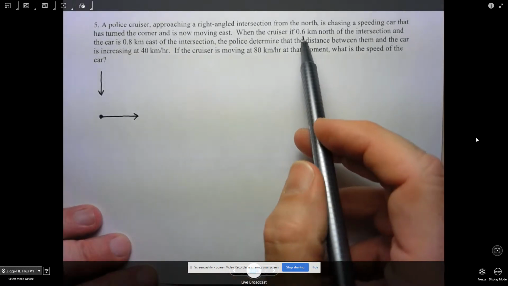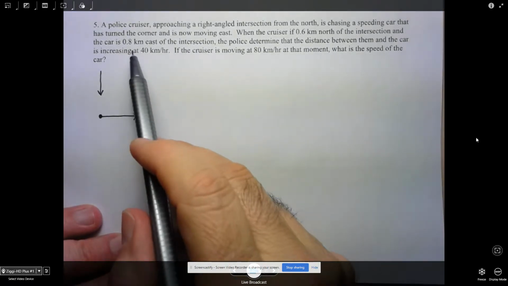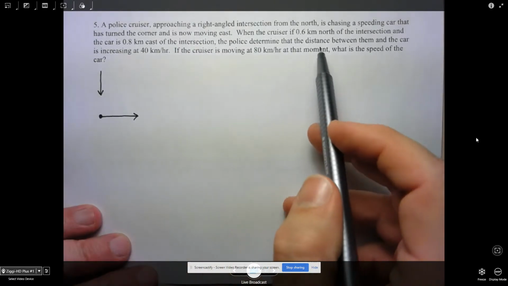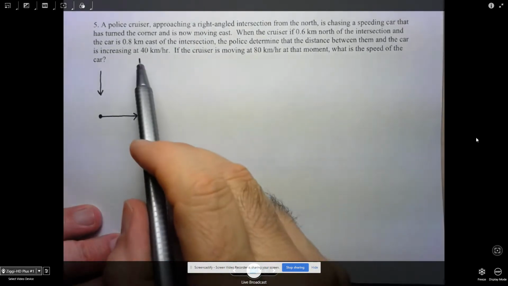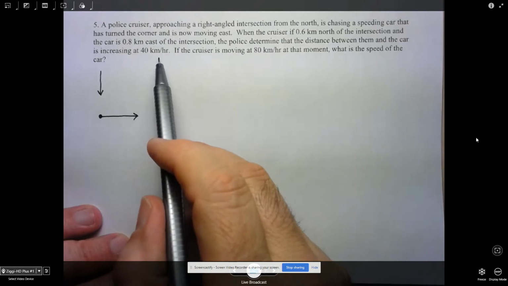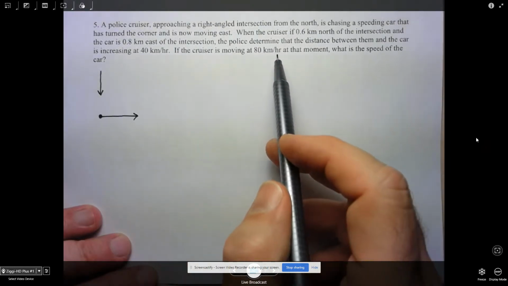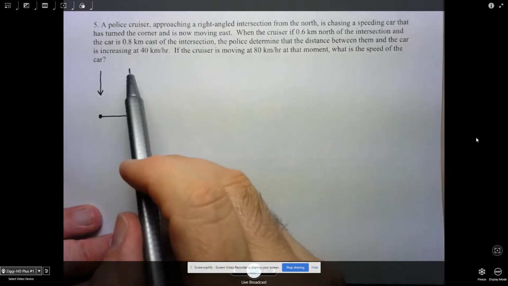It says when the cruiser is 0.6 kilometers north of the intersection and the car is 0.8 kilometers east, the police determine that the distance between them and the car is increasing at 40 kilometers per hour. If the cruiser is moving at 80 kilometers an hour at that moment, what is the speed of the car?